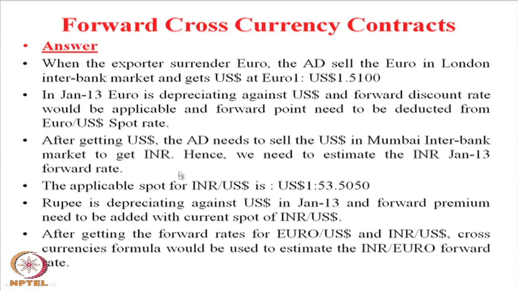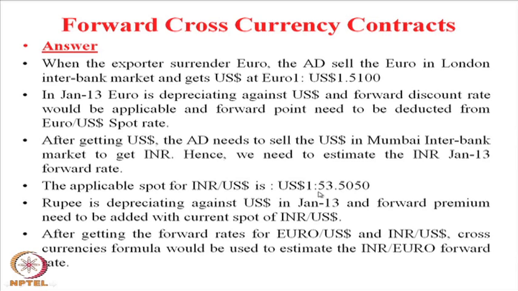a forward rate. After getting US dollars, you sell the US dollars in the Indian market to convert into rupees. So, you require the rupee-dollar exchange rate. The rupee-dollar exchange rate is the rate at which you sell the dollar to get rupees. When you sell the dollar, you will get a lesser amount of rupees, that is 53.50. This is the spot rate.